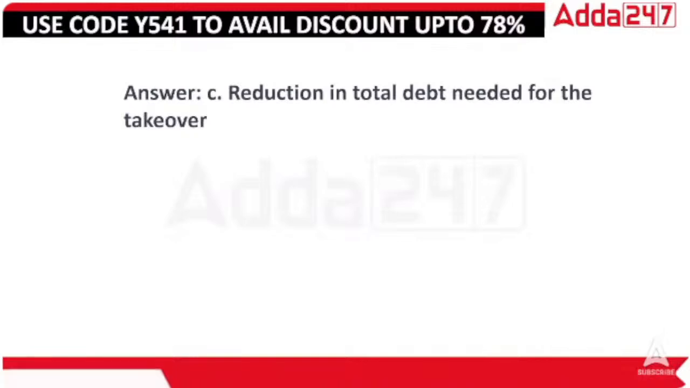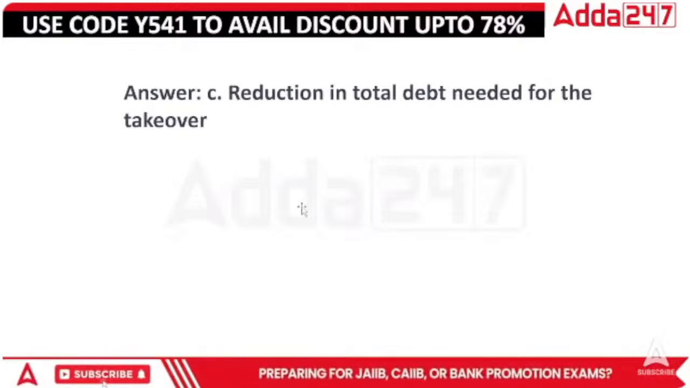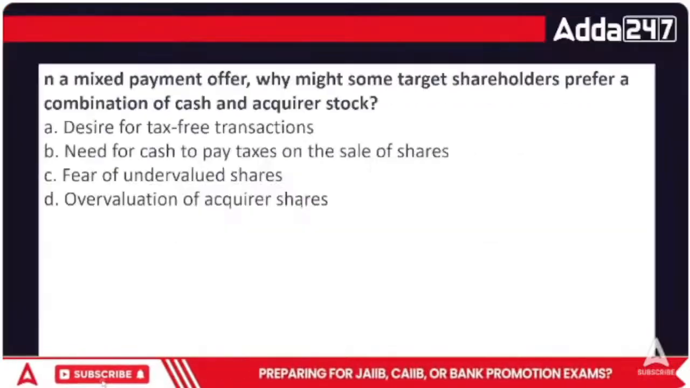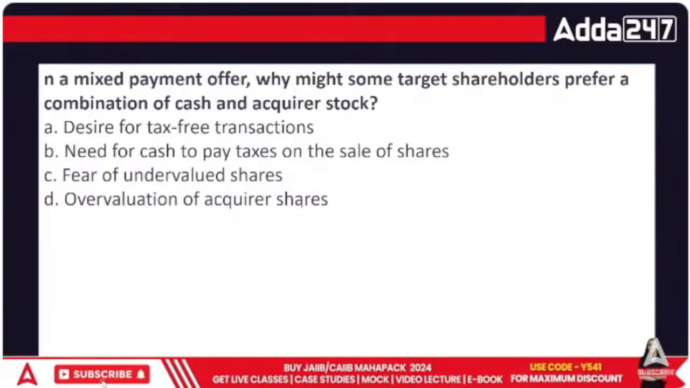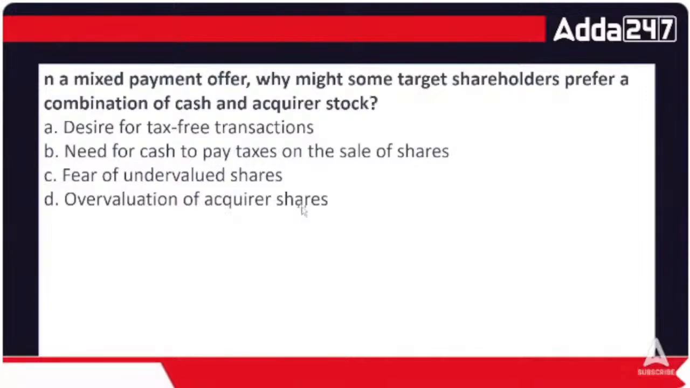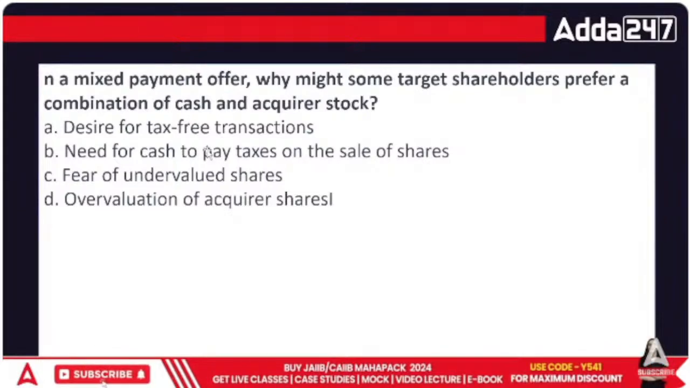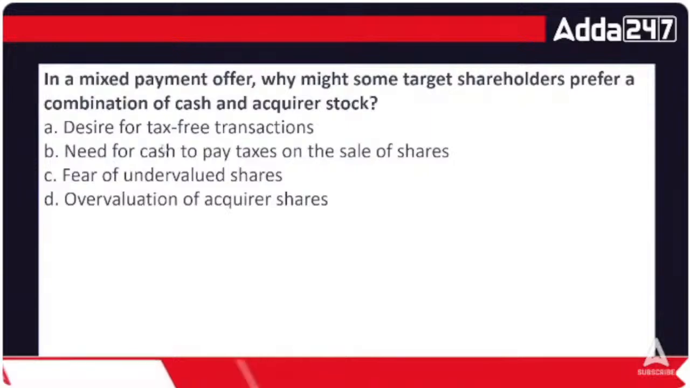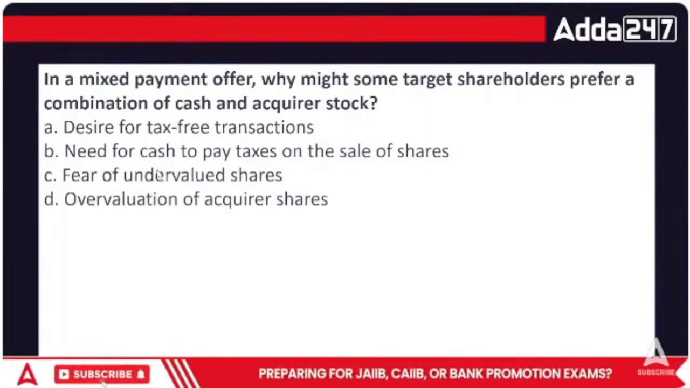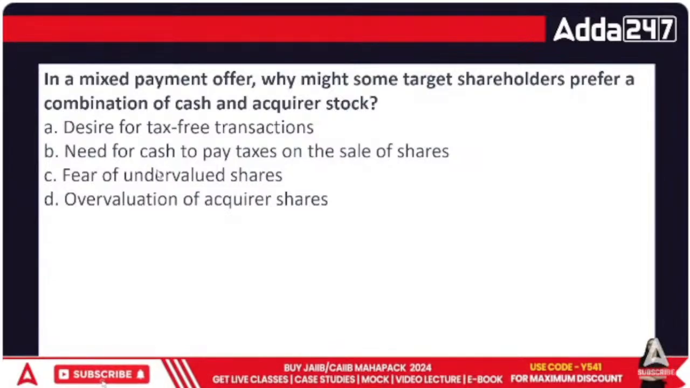Let's move on to the next question now. In a mixed payment offer, why might the target company prefer the combination of cash and acquirer stock? What would be the reason? Why would someone look forward to a mixed offer?